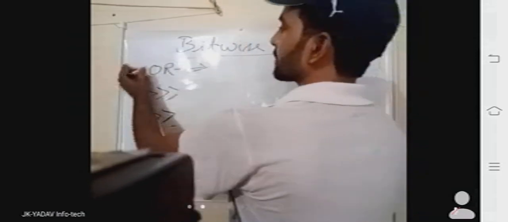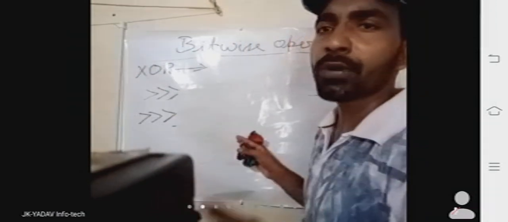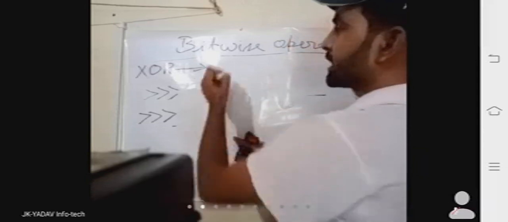Next we have bitwise XOR. XOR stands for exclusive OR. Its symbol is the cap sign. Now what is the rule of this XOR?